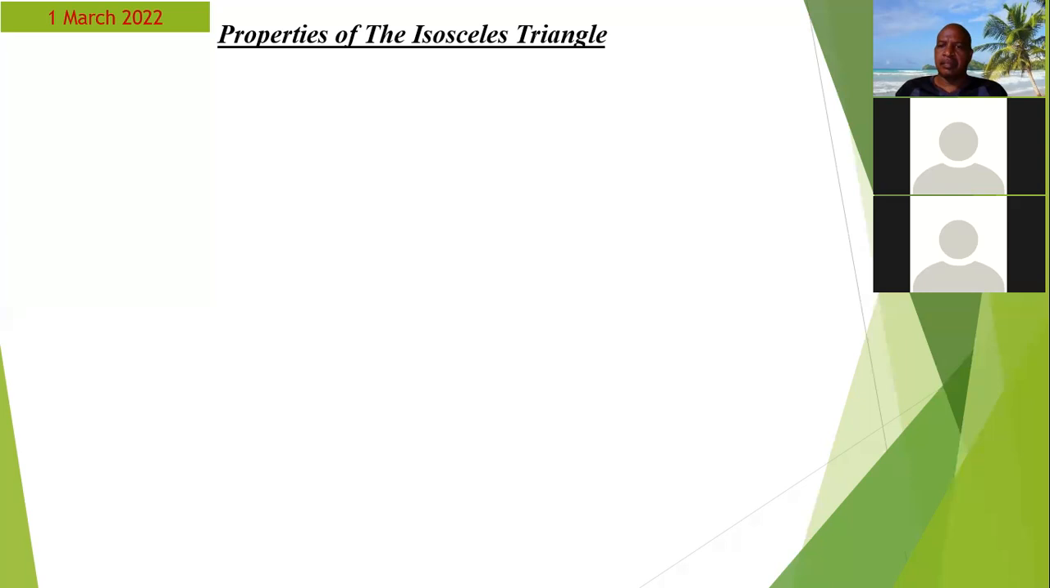So what properties do you mean? What are some of the features relating to an isosceles triangle? Sir, two equal sides, one unequal side. If you split it in half, you get two right angle triangles.